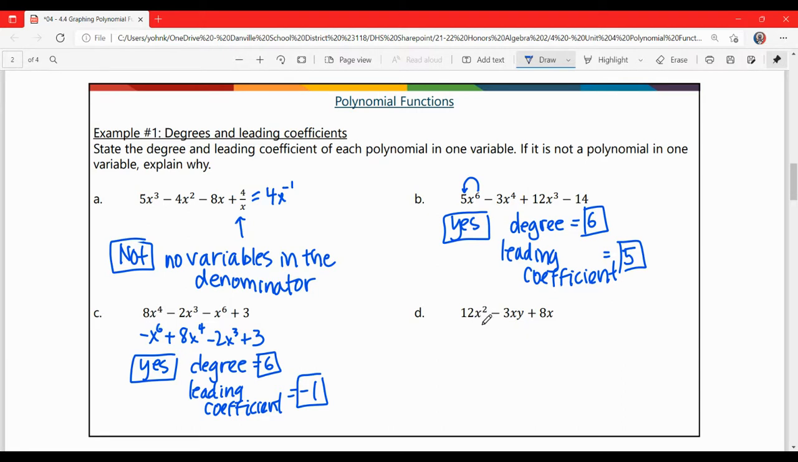If we look at letter D, notice that there is a 3xy. Now we're looking for polynomials in one variable, so this is not a polynomial in one variable. There is more than one variable.